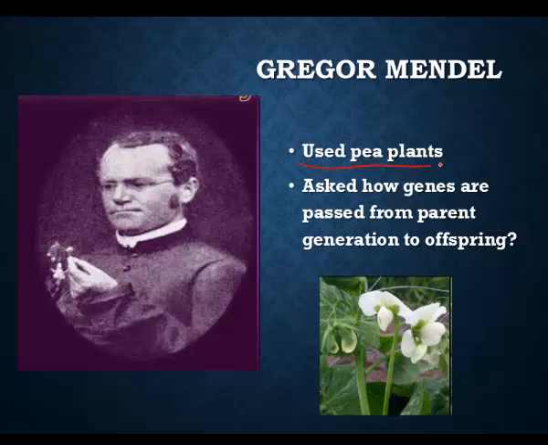He used pea plants, a great organism to use. They grow fairly easily. They have very distinguishable traits, and you can grow a lot of them and see generation after generation where the traits are going by looking at the characteristics of the parents and the offspring.